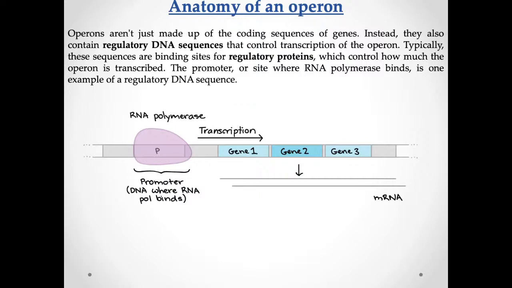First of all, let's discuss the anatomy of an operon. Let's get the skeleton out of it. In the promoter region, your RNA polymerase will bind. Once RNA polymerase is bound to the promoter region, then with the help of transcription, your mRNA will be produced from your gene 1, 2, and 3. So this is the promoter region where RNA polymerase binds.